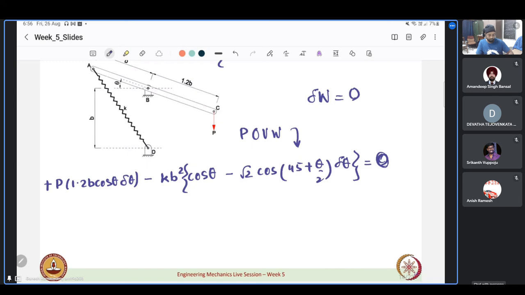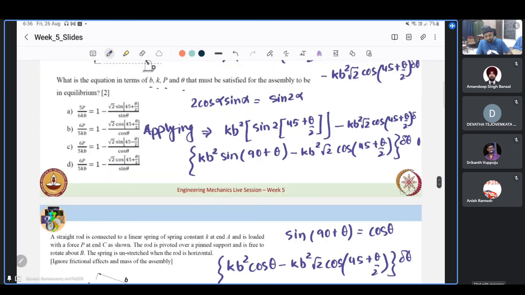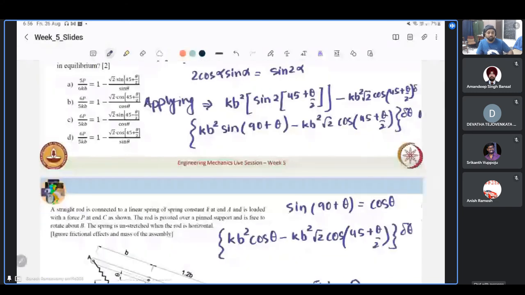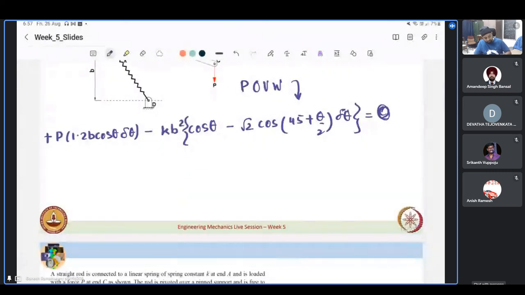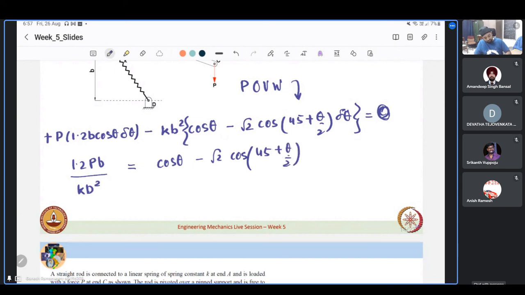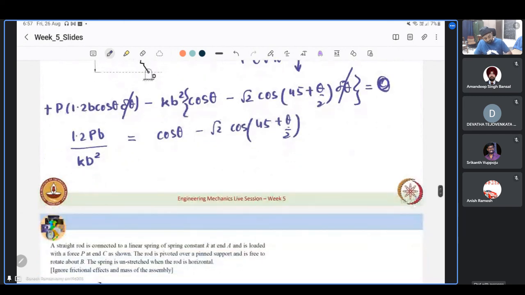So we just need to bring this to a tangible equation in order to compare with our solution here. So we can see that in our answers, all p, k and b have been grouped together and theta terms have been taken to the right. So we'll try to simplify that in a similar manner. So we can see that 1.2 pb upon kb squared comes out as, if I were to take this to the right side, cos theta minus root 2 cos(45 + theta/2), and then delta theta I cancel out everywhere, so that is not required, and then I have a cos theta here.